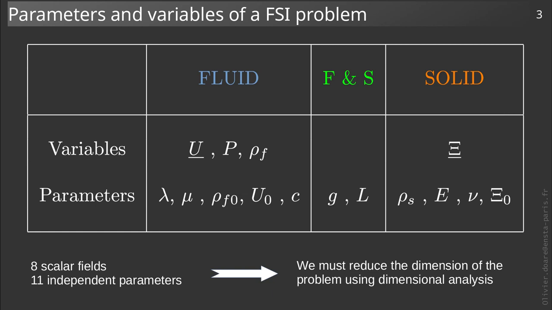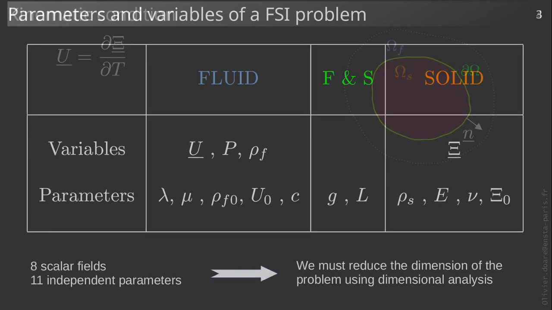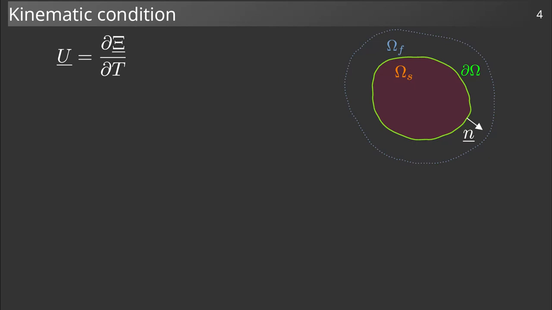First of all, I remind you the set of variables and parameters of the problem. The important number leads us to perform a dimensional analysis to reduce the dimension of the parameter space. Our starting point is the kinematic condition. It imposes the equality of velocities at the interface between the fluid and the structure. To scale this equation, we can use the velocity u0 at infinity for the fluid. On the solid side, it is natural to use a characteristic dimension L of the structure to scale the displacement.